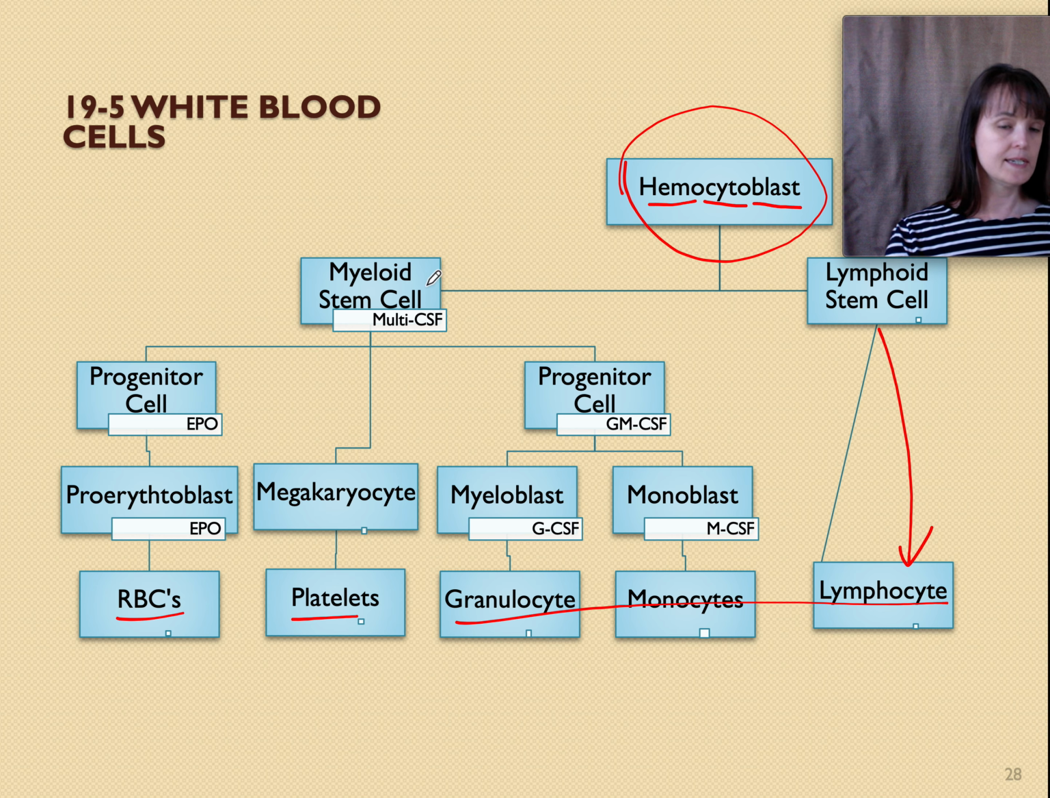The myeloid stem cell can make a progenitor cell, which can make a proerythroblast that makes a red blood cell. And we did learn a few other terms in there. We said a proerythroblast makes an erythroblast, which makes a reticulocyte, which makes a red blood cell. But I couldn't fit all of those in without making the rest of the chart weird. So I'm assuming that you know that there's an erythroblast and a reticulocyte and then a red blood cell.